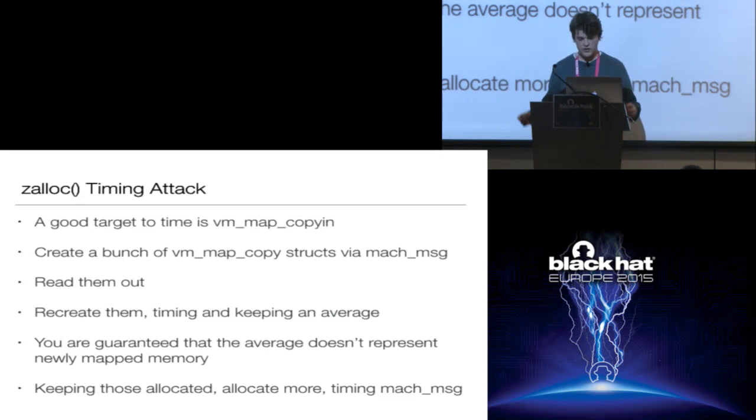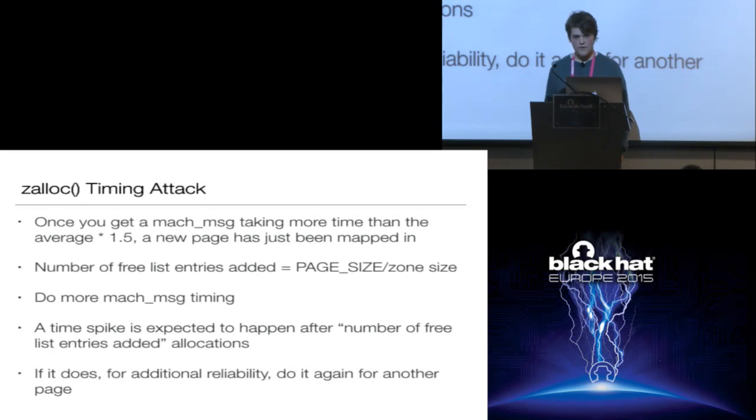And so you just keep those allocated in and keep timing MAC messages. And once in a while, you will have a MAC message which will take much more than normal to create the VM map copy structure. And when this happens, it's very likely that a new page has just been mapped in. And we already know the number of allocations which should have been added to the free list.